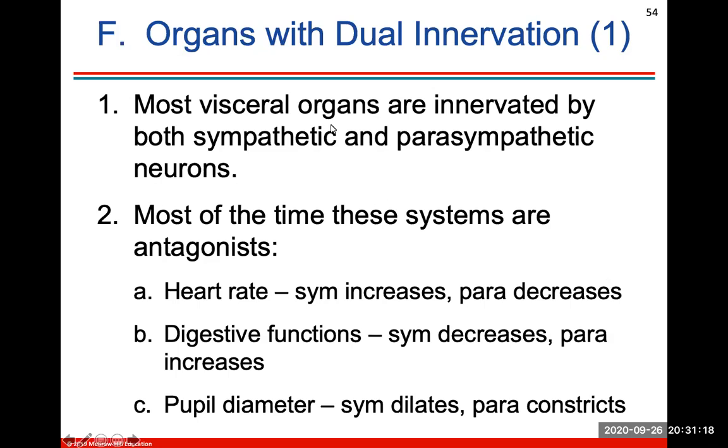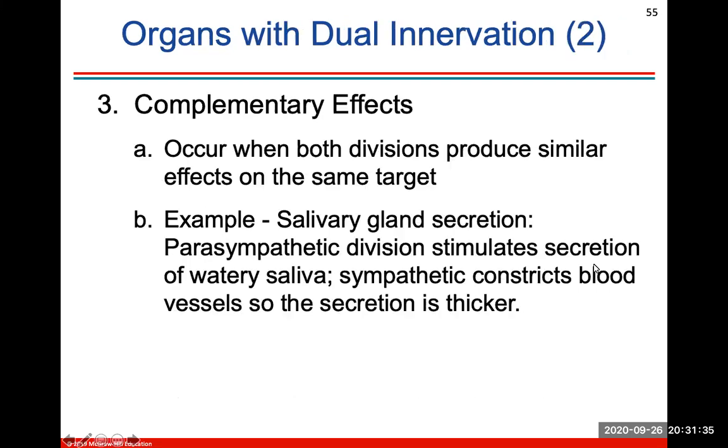Most visceral organs are innervated by both, and most of the time the systems are antagonists, so you should know which part of the ANS does both to increase heart rate and decrease it, digestive functions, and the pupil diameter, what the sympathetic will do and what the parasympathetic will do.